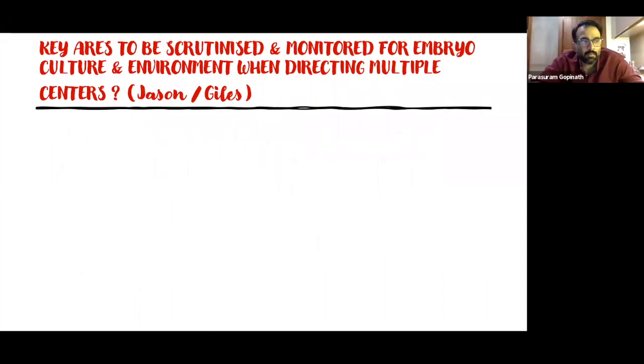Okay, I think I'm going a little faster at this point of time. So coming to the next point, we have a lot of experts here who manage multiple centers. I think Jason or Giles can help me here: when you're running multiple centers, what do you use as a threshold or benchmark to start monitoring these different centers, and how do you make sure that the quality is maintained in all of these centers?